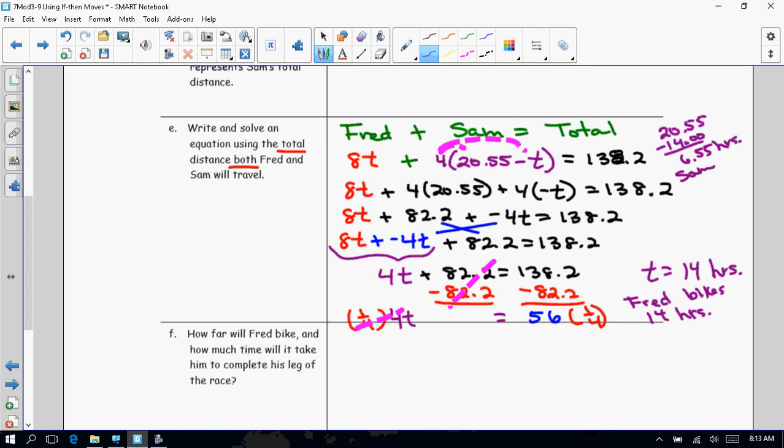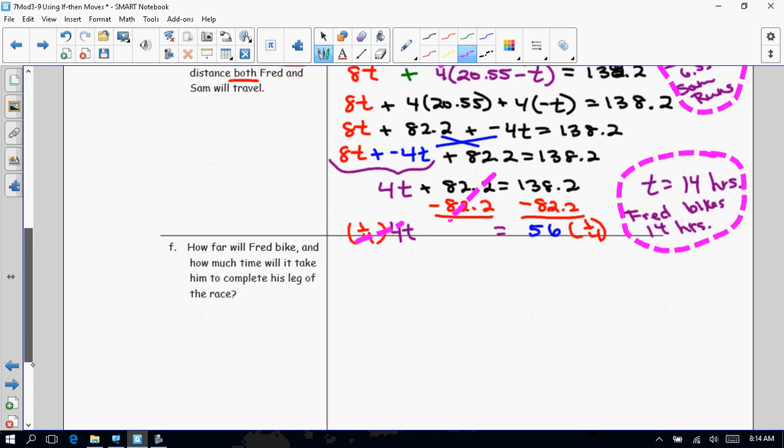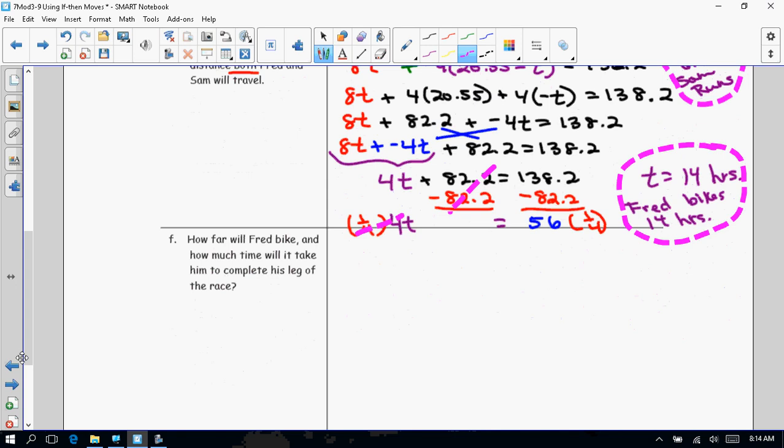Sam runs. Okay. Sam is running for 6.55 hours. Fred is biking for 14 hours. That's a long time for both of those guys. All right. How far? Ooh, how far? That's a distance thing.